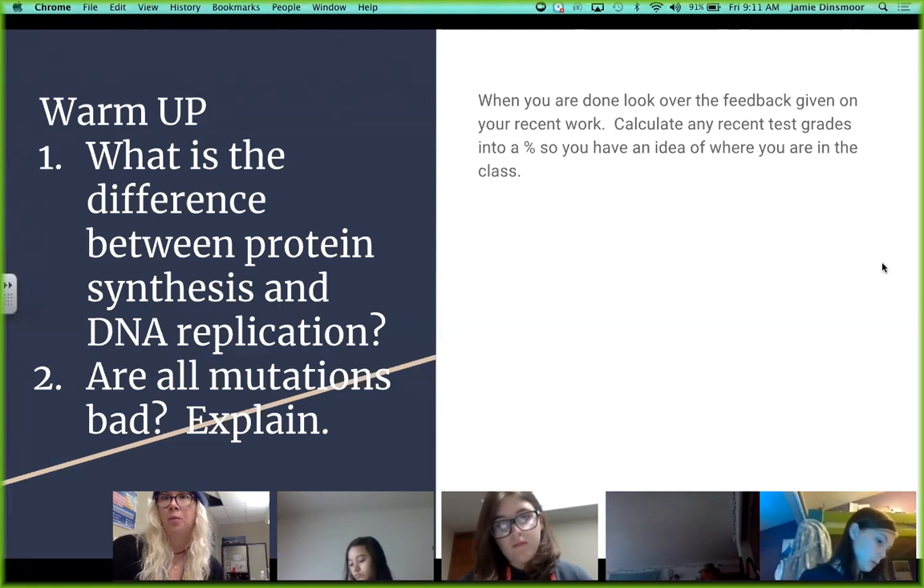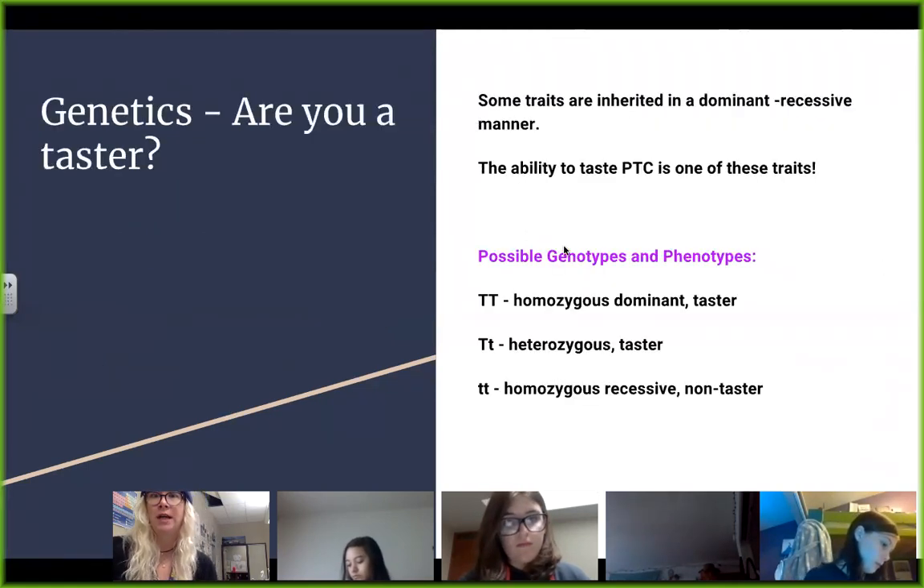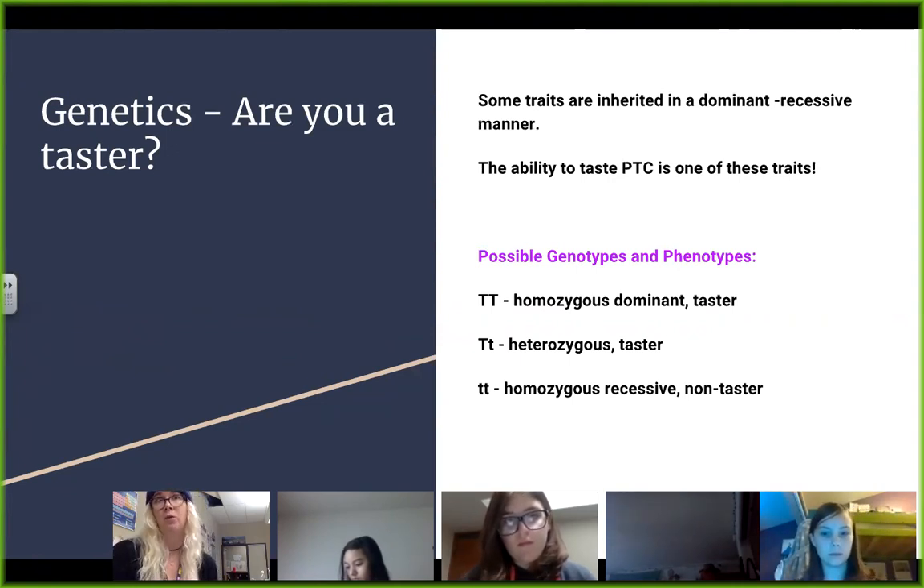All right, so genetics. Are you a taster? We're going to get into the PTC fun. So most of these things are things you should have already gotten out of the lessons and could possibly be a review here. But we know that some traits are inherited in a dominant and recessive manner, right? If you get the dominant trait, it's expressed. If you don't, it's not expressed. We know that we get one trait from each parent, right? So we call those alleles. You get an allele from your mom, you get an allele from your dad.